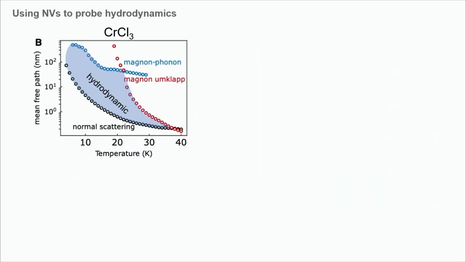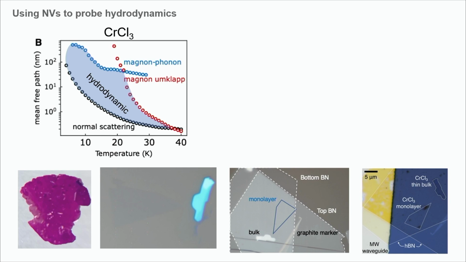So we wanted to approach this question using NV centers because we can access this unique regime of time and length scales. What we did is we took this candidate material, chromium chloride, exfoliated it down using standard Scotch tape methods in a glove box, encapsulated it in hBN, and placed it on the surface of a diamond containing an ensemble of NV centers. There's a coplanar microwave waveguide patterned directly on the surface of that diamond that's done using photolithography.